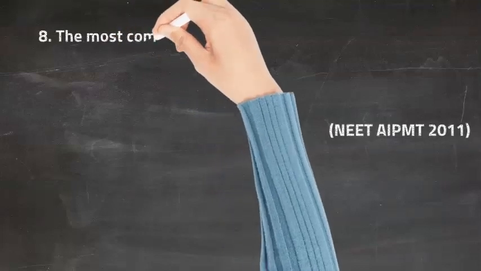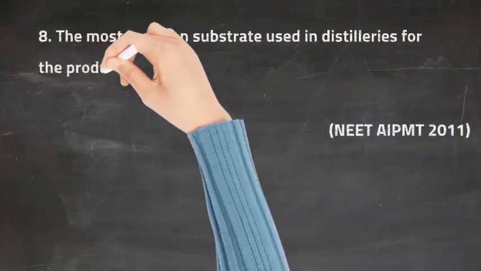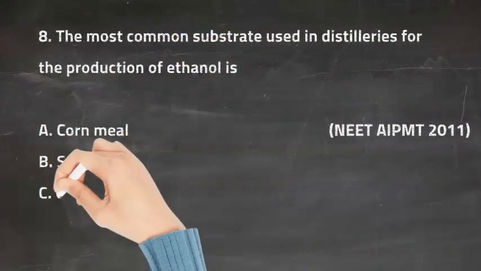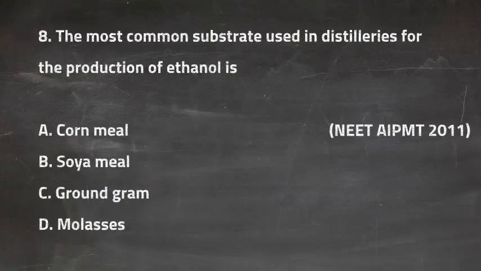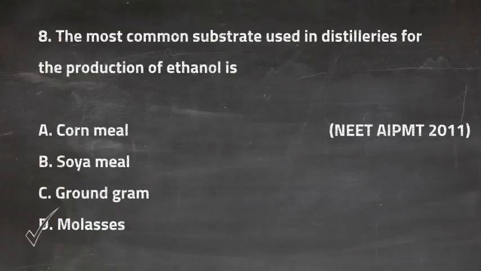Question 8. The most common substrate used in distilleries for the production of ethanol is option A, cornmeal. Option B, soya meal. Option C, ground gram. And option D, molasses. The right answer is option D, molasses.